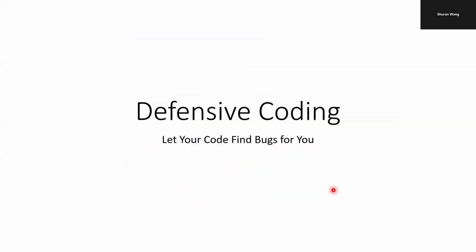Defensive coding. Let your code find bugs for you. Defensive coding is usually not really required when your TA is grading you, but it's still a good thing to have and could contribute to bonus.